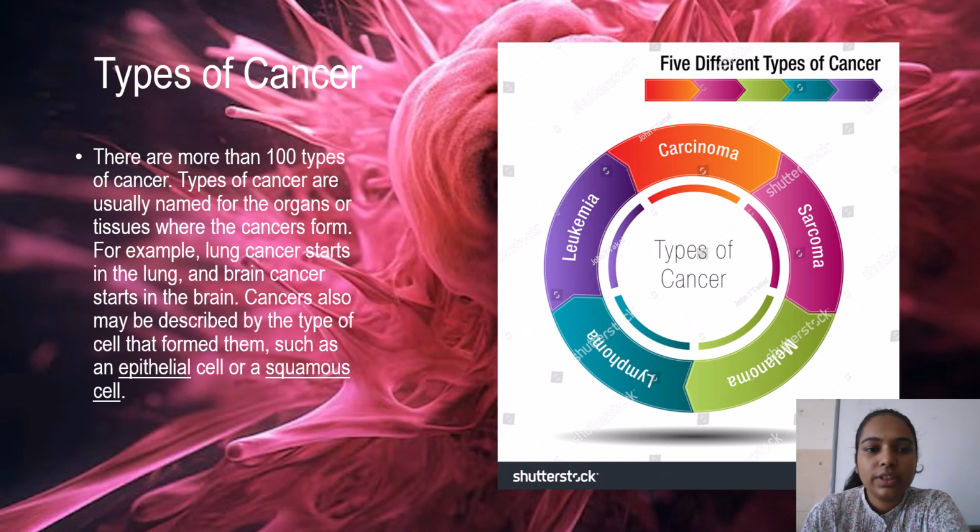Now we move on to types of cancer. We have basically 5 types of cancer, but there are hundreds of types of cancer reported. So we have carcinoma, sarcoma, melanoma, lymphoma, and leukemia.